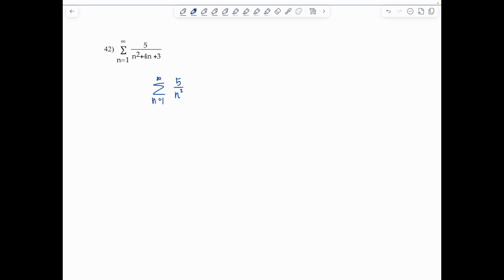And that's not exactly a p-series, but we know we can take a constant outside of a sum and it doesn't affect whether it converges or diverges. So this is a constant multiple of a p-series. P is equal to 2, which is greater than 1. So we know this series converges right here. So if this series converges, here are its terms.